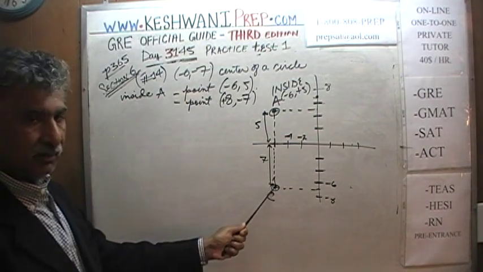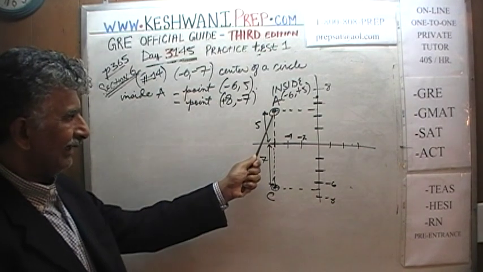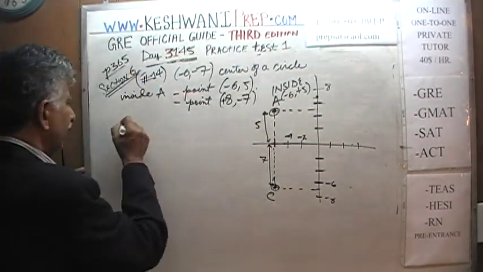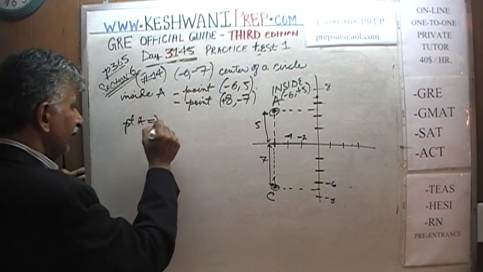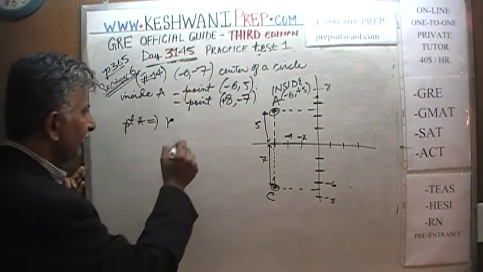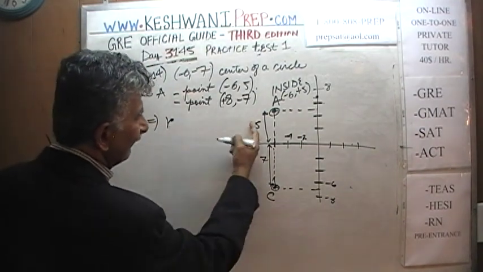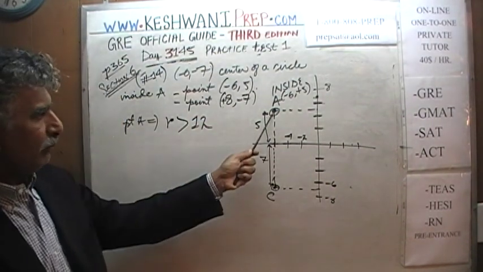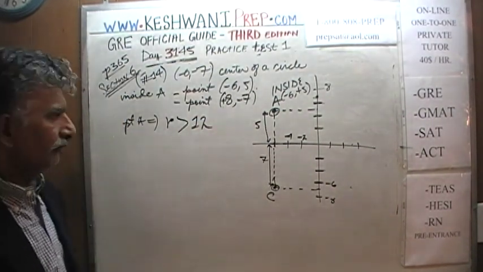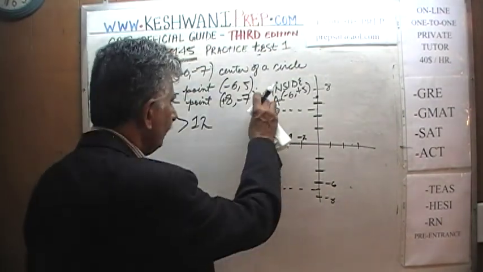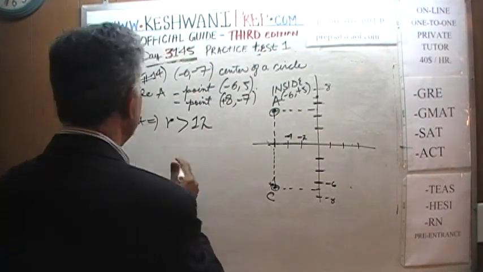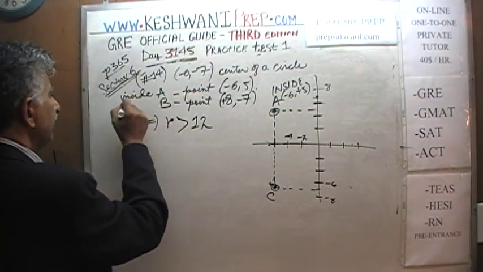This is the center. If C is the center and point A lies within the circle, then point A implies that the radius of the circle, whatever it is, is more than 12. 7 plus 5 is 12, so that point is inside the circle. We're done with that. Let's look at point B, which is outside.